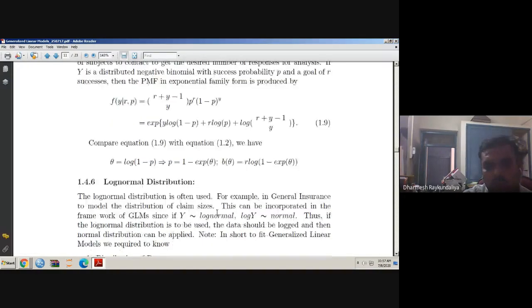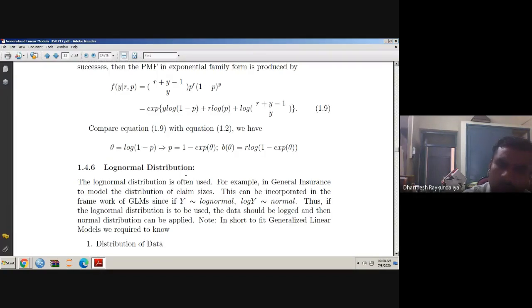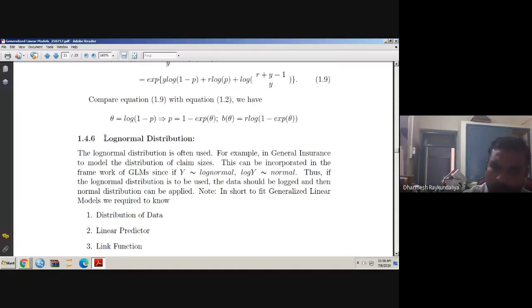See, in binomial, what is theta? It is log p upon 1 minus p. If instead of mu we take p, in binomial theta equals log p upon 1 minus p, and b theta was minus log 1 minus p. But in a negative binomial distribution, we have theta equal to log 1 minus p, and b theta is minus log p.